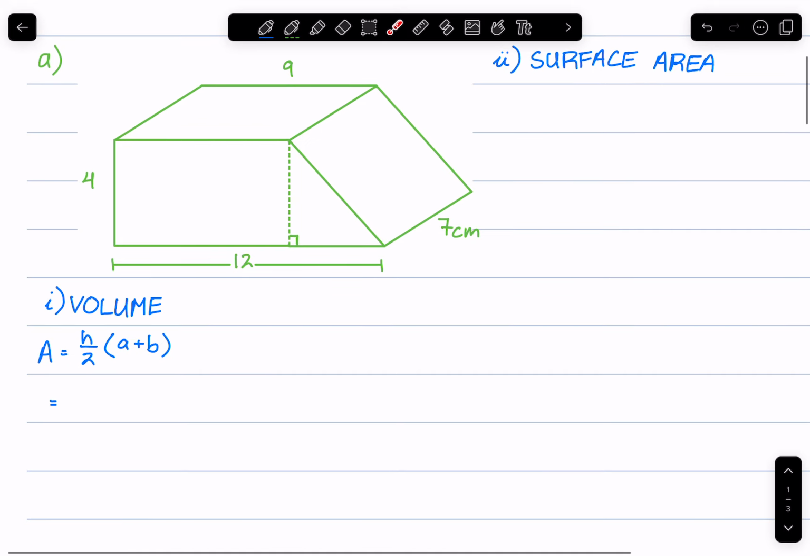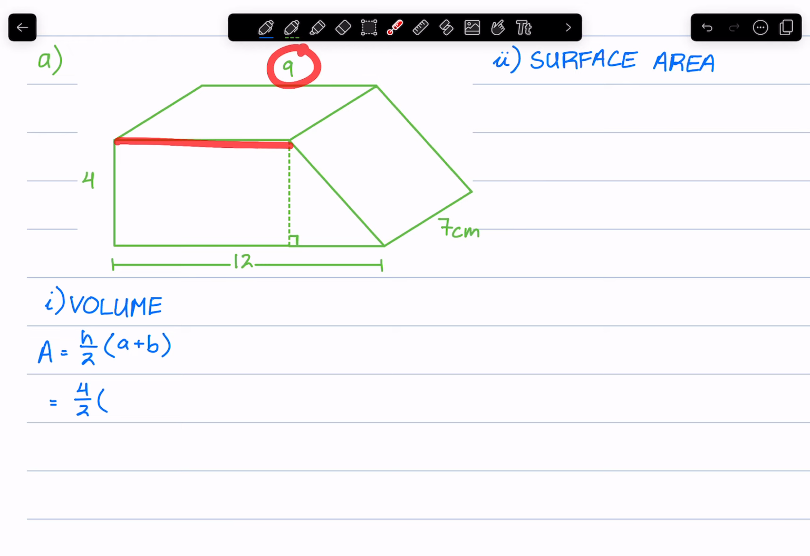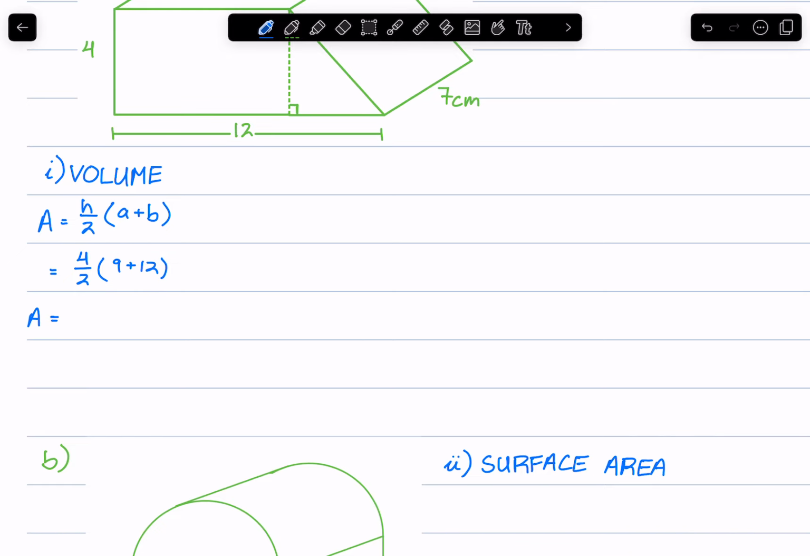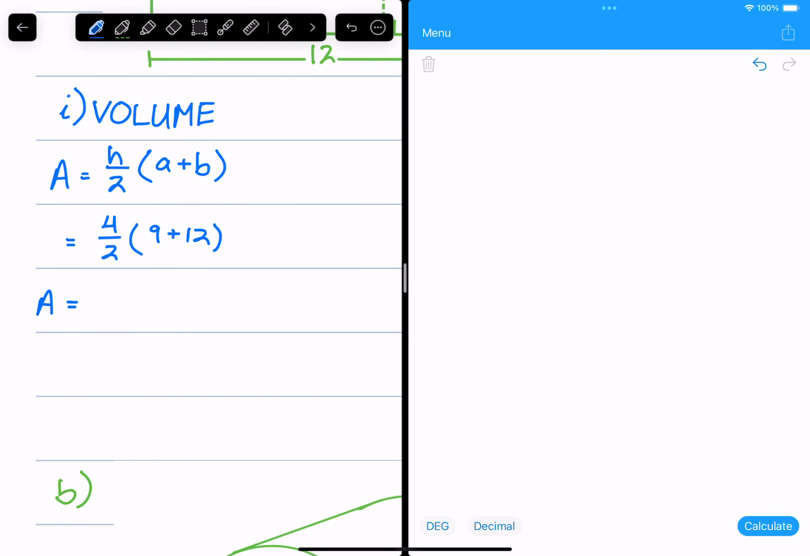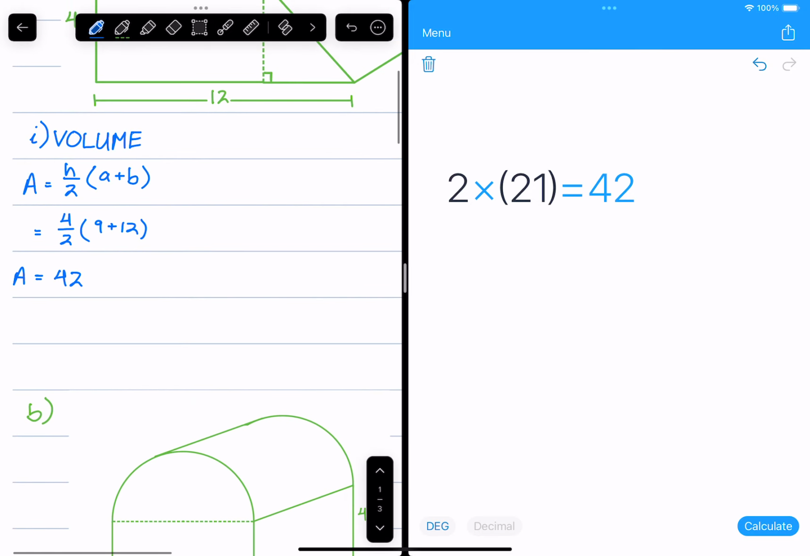For this trapezium, the height of this trapezium is 4. So it's going to be 4 on 2 times A is this side, which corresponds to 9, and B is this side, which corresponds to 12. So 9 plus 12. So this area is going to be, let's just calculate that, 4 divided by 2 is 2. 9 plus 12 is 21. So the surface area of this is 42, and it is in centimeters squared.